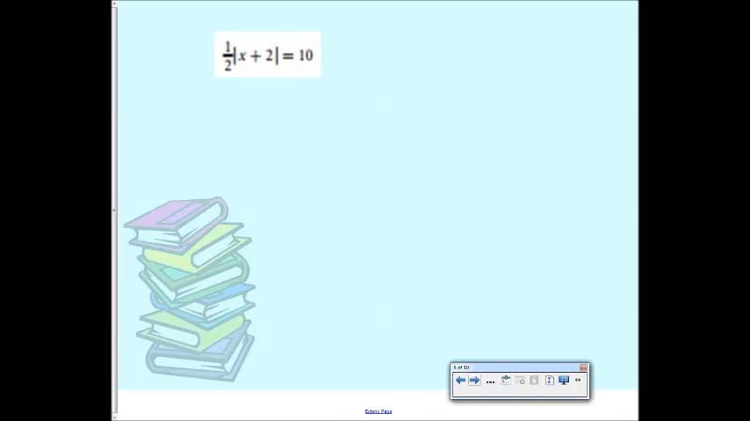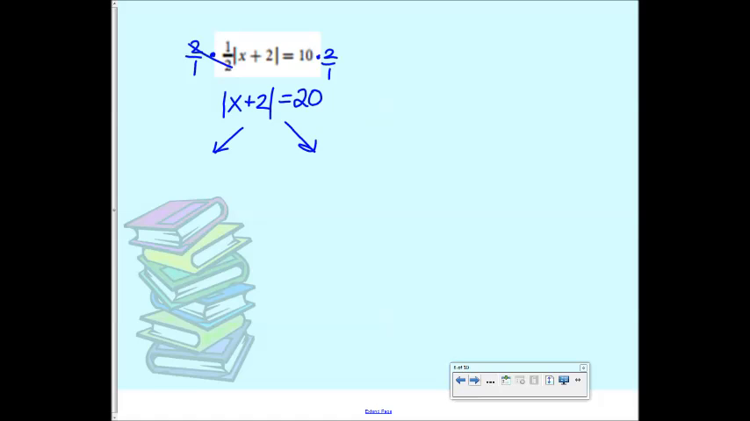All right, let's try this one. Before we can split it, before we can eliminate the absolute value signs, I've got to get rid of that fraction. So how do I get rid of a multiplied fraction? I multiply by the reciprocal on both sides. So I'm going to multiply by 2 over 1, 2 over 1. That eliminates it, and I end up with absolute value of x plus 2 equals 20 over 1, but I don't need that 1 there.